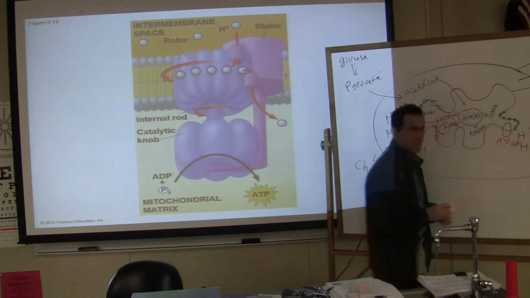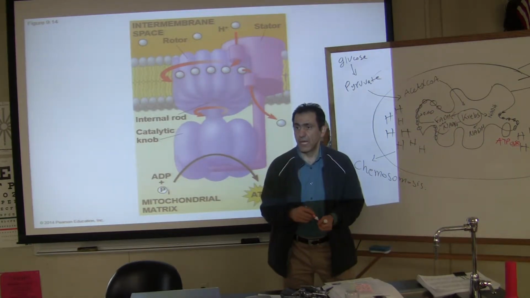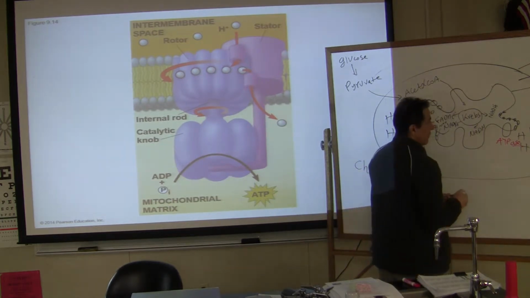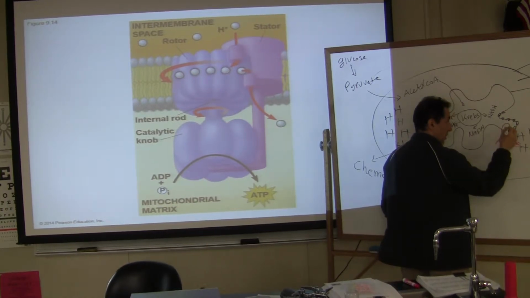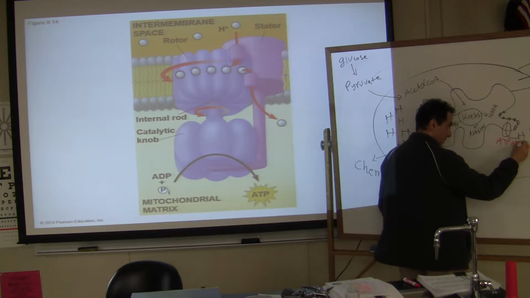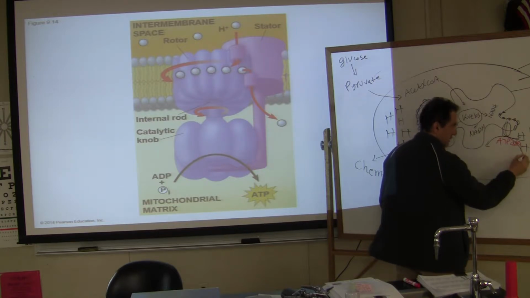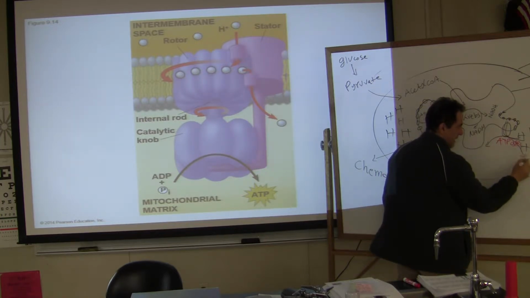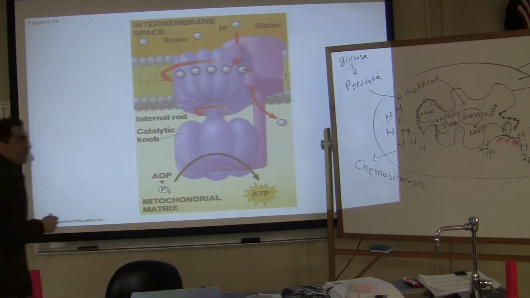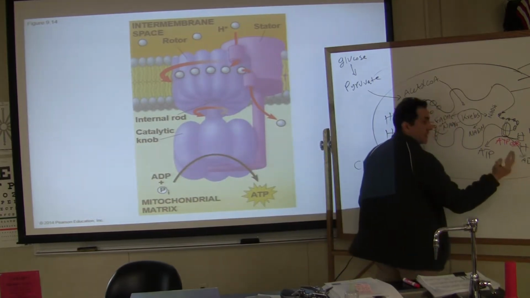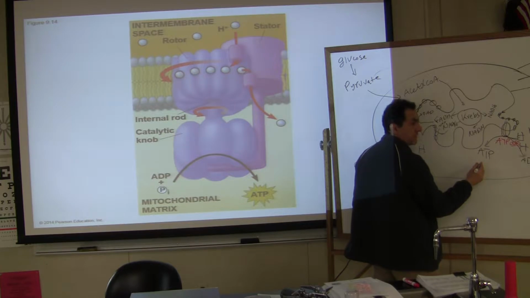ATPase. Ase at the end of the word means what? It's enzyme. Thank you. Enzyme. So what will happen with this molecule, all of that hydrogen goes through here, and it converts ADP to ATP. End of story. Where does the phosphate come from? ADP has how many phosphates? 2. ATP has how many phosphates? 3. That's where it comes from.